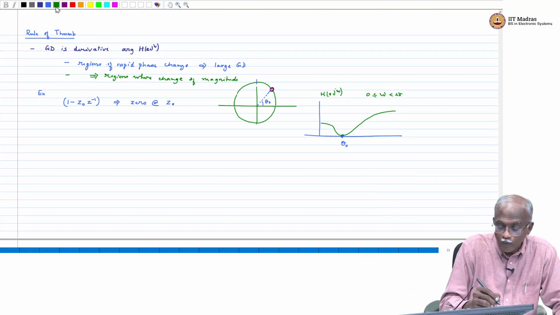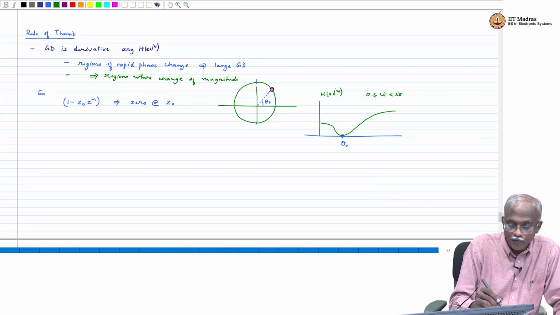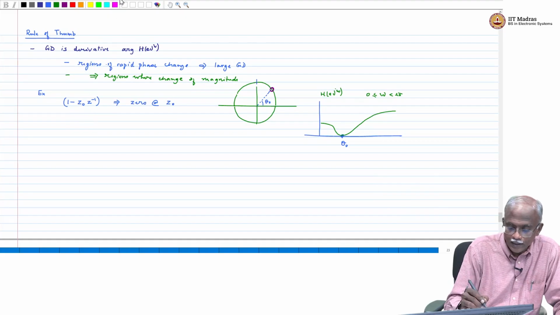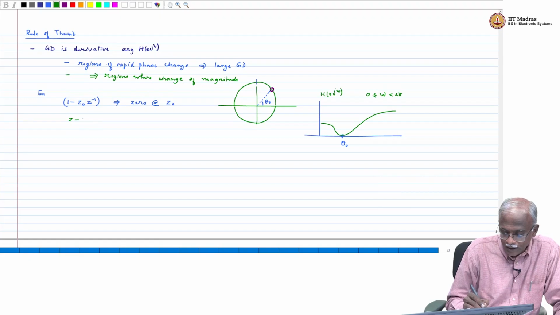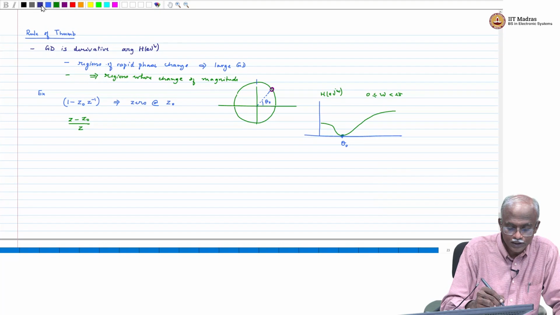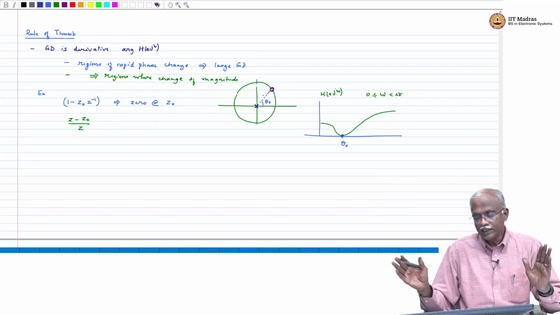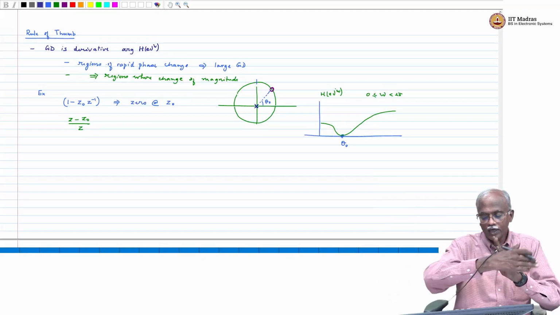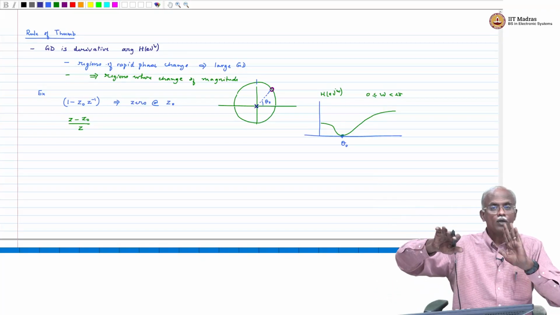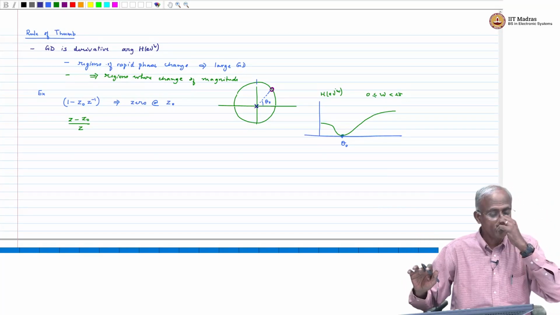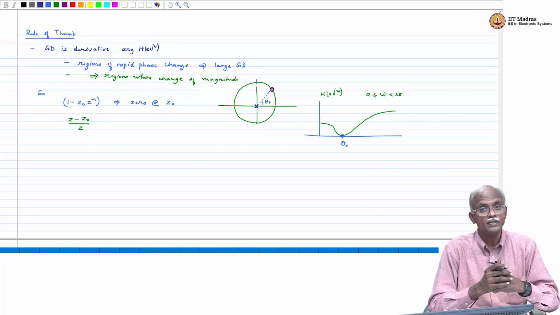Now, where is the pole for this? If you write down the poles and zeros, you have to be careful. 1 minus z₀ z⁻¹: if you write it as a z transfer function, it is (z minus z₀) divided by z. There's a pole at the origin. The pole at the origin is sitting here. Now notice that no matter where you are on the unit circle, the pole is going to contribute exactly the same thing. It's going to contribute a value equal to 1 because it's sitting at the origin.